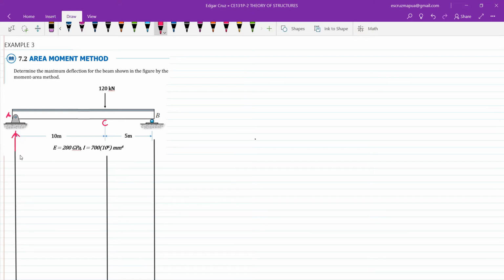Of course we have a reaction at A here and a reaction at B. Most likely, that would be upward. So let's say summation of moment at A equal to 0. Let's say clockwise is positive. So we'll have 120, the moment arm is 10, then minus RB times the moment arm of 15, must be equal to 0 for equilibrium. So from there, you could solve for RB. That would be 120 times 10 divided by 15, so we have 80. RB is equal to 80 kilonewtons, which is upward.